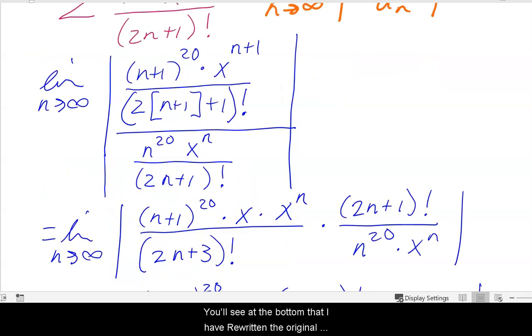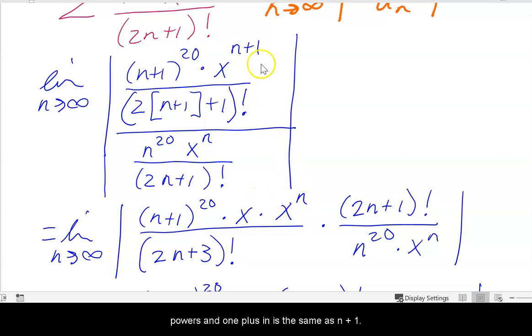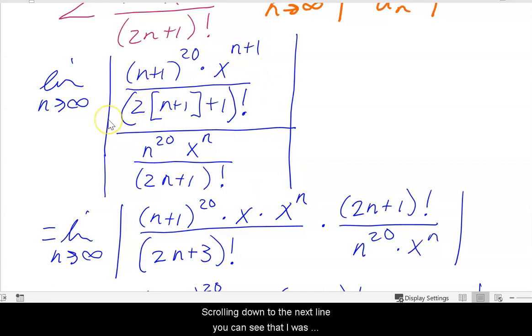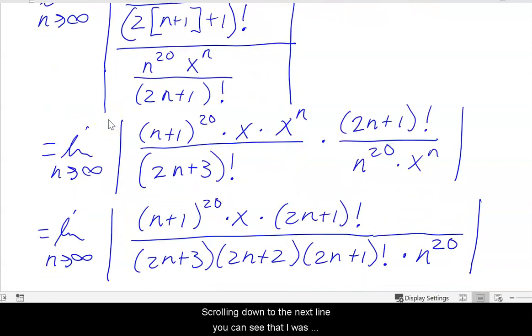You'll see at the bottom that I have rewritten the original limit by taking the denominator fraction and multiplying by the reciprocal here. The next step I need to take is to rewrite the 2n plus 3 factorial in such a way that I can cancel with the 2n plus 1 factorial. You'll notice that I also took the x to the n plus 1 from the numerator and split it into x times x to the n. Because the bases are the same, we would add the powers, and 1 plus n is the same as n plus 1.